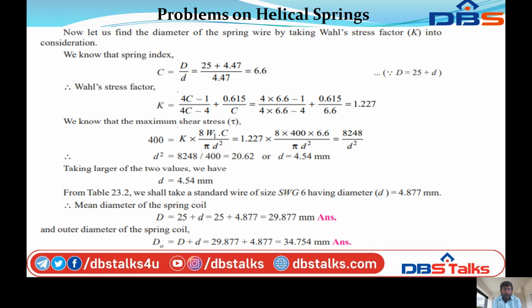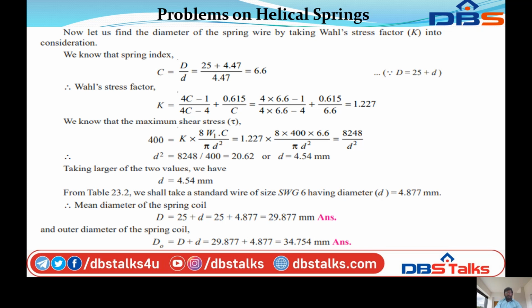Therefore, the Wahl stress factor K is equal to (4C − 1)/(4C − 4) + 0.615/C. We can substitute the C value: (4 × 6.6 − 1)/(4 × 6.6 − 4) + 0.615/6.6. So the stress factor K is equal to 1.227.